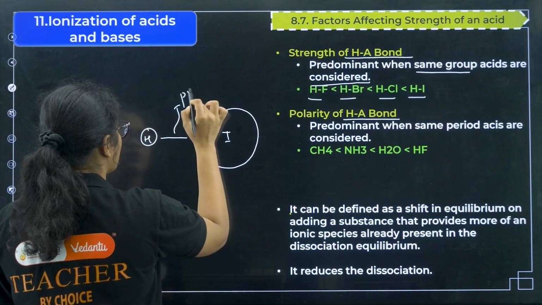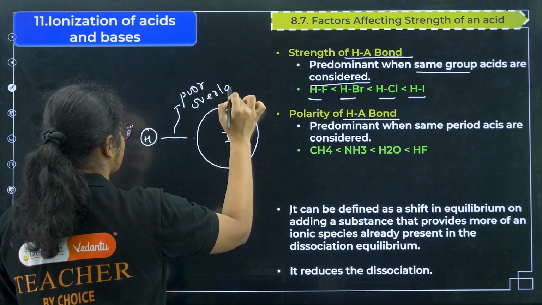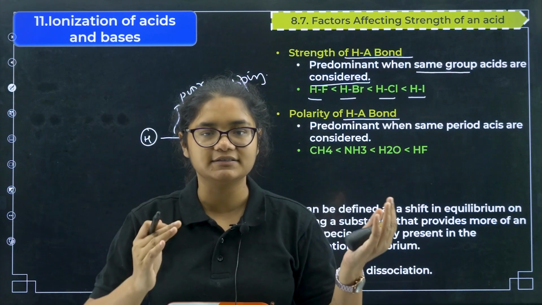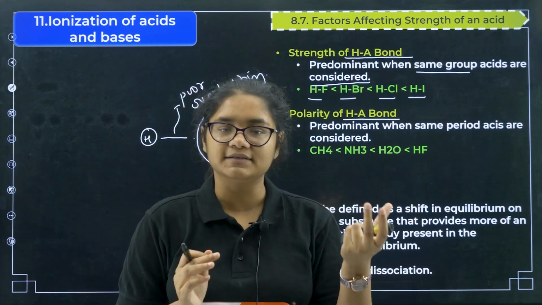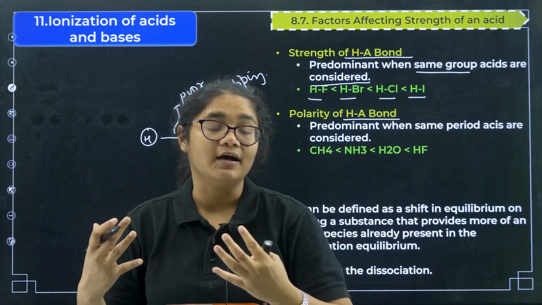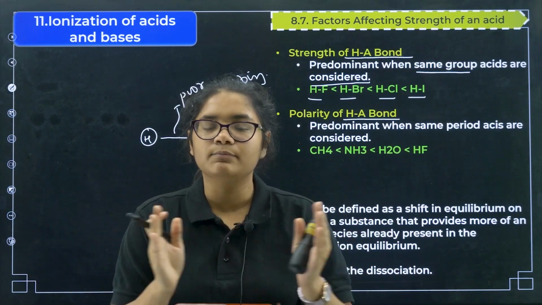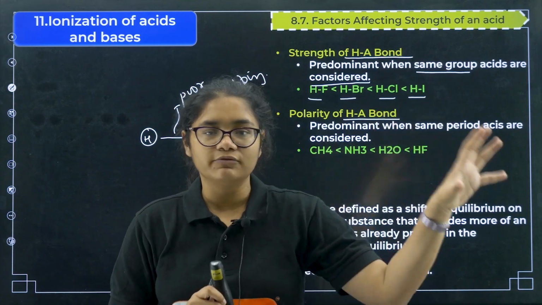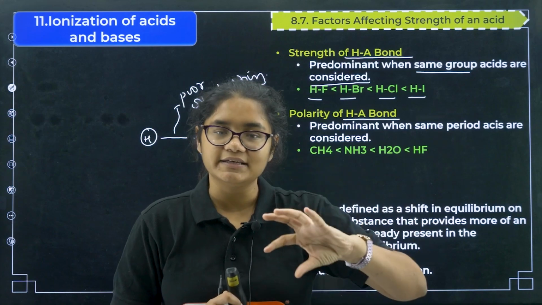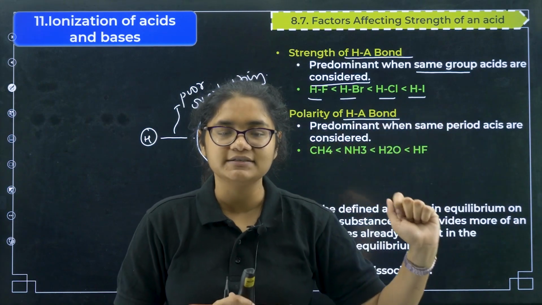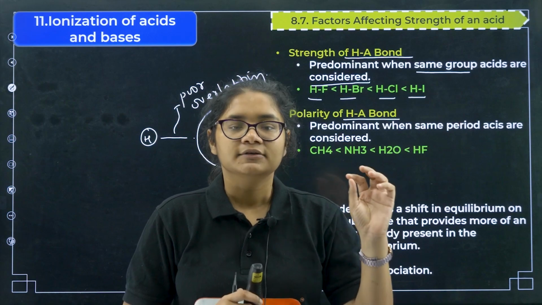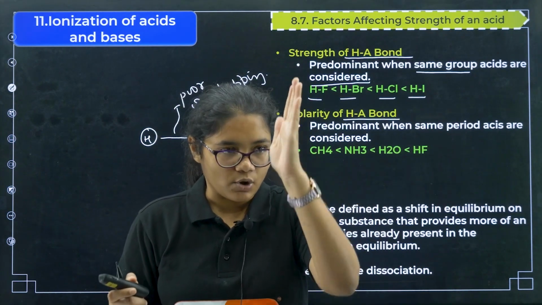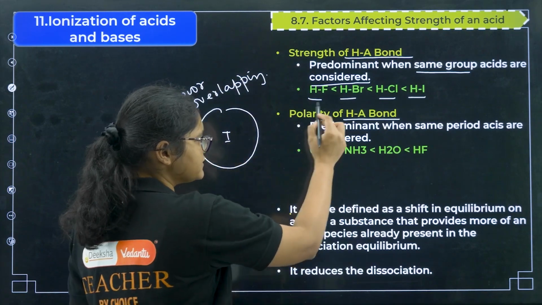This is a very poor overlapping. Poor overlapping means the bond is very weak. Hydrogen size is very small, while ionic size, like iodine, is very big. That is why there is a poor overlapping and this bond is very weak. If it is a weak bond, it is easy to remove H plus from there. So, easily H plus can come out. It can easily give you H plus, so it is a strong acid. This strength of the HA bond or HX bond should be considered along the group. So, this is the order here.